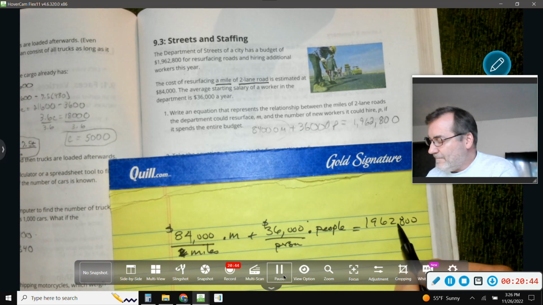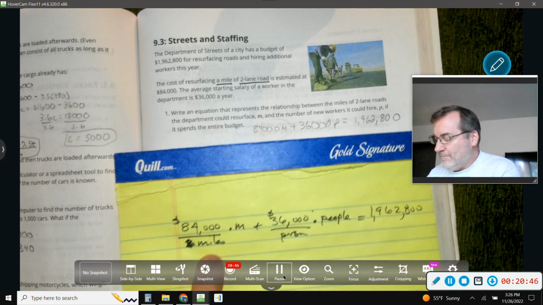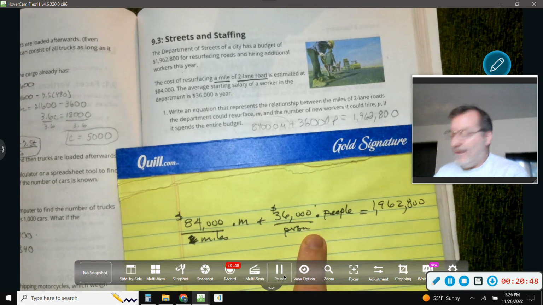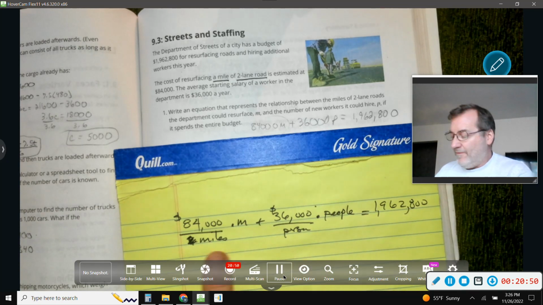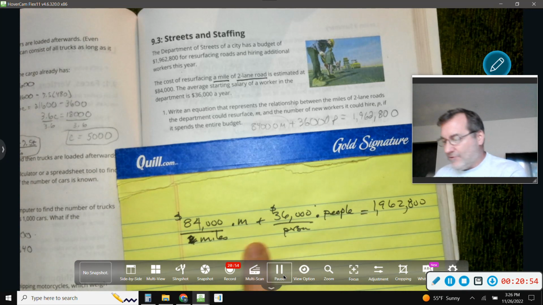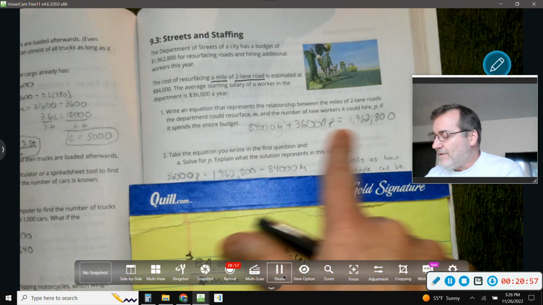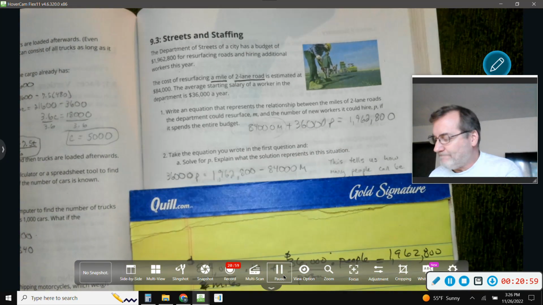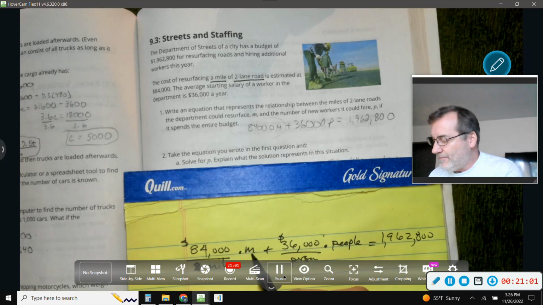1,962,800. All right. So you can do a lot of miles and not hire a lot of people, or very few miles and hire a lot of people. So you got a choice there. Okay. So that's where they come up with this equation right here. Let's say, so for M for miles.